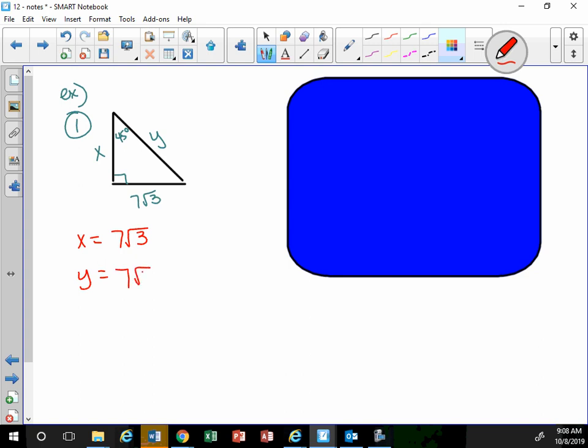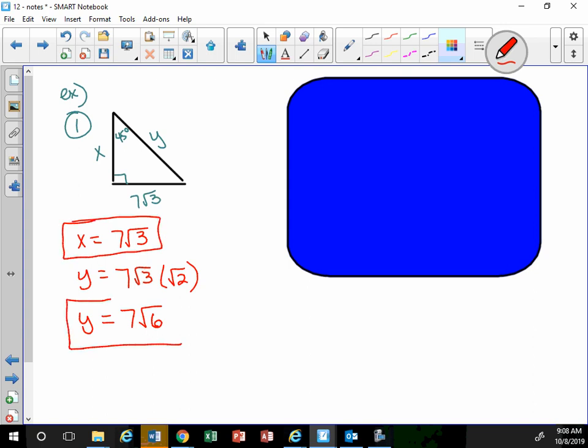So I've got my leg, which is 7 root 3 times root 2. So what does that end up being? Yes, okay, that's really the only weird part. I feel like you guys kind of forget how radicals work when you're multiplying them or dividing, all that stuff. So that's it for the first one. Good there. All right, let's try again.